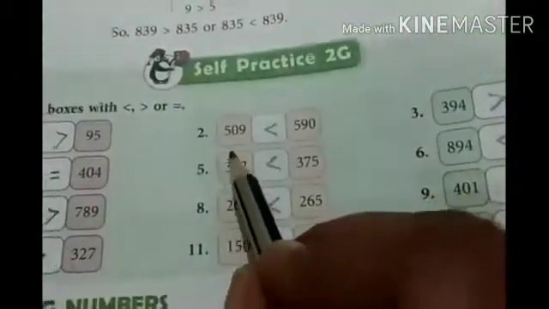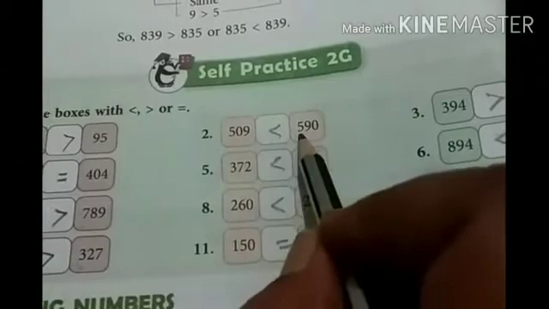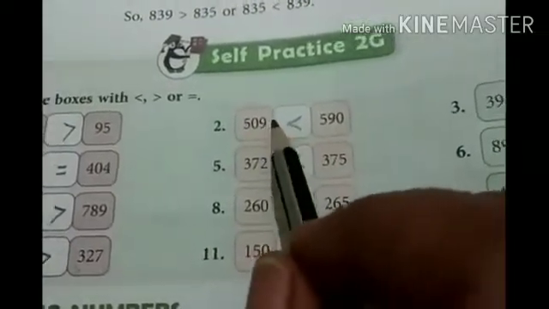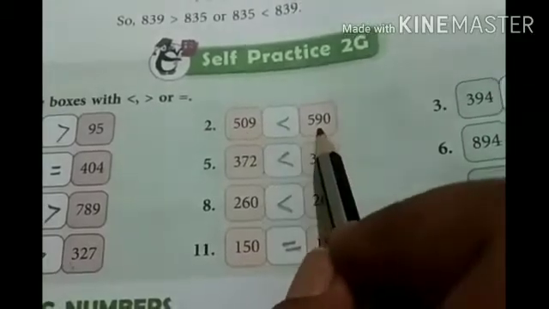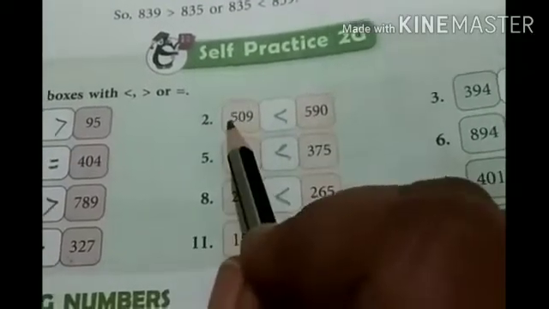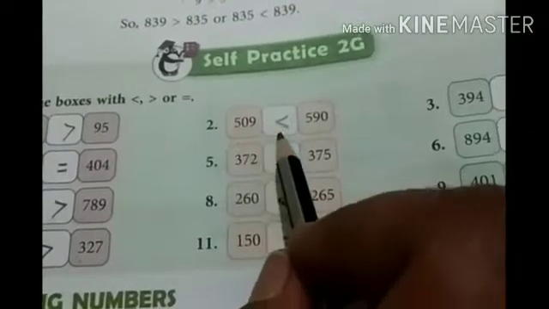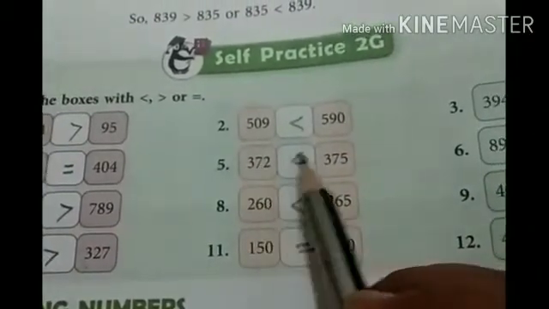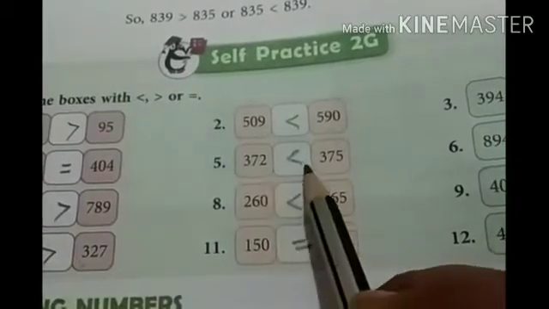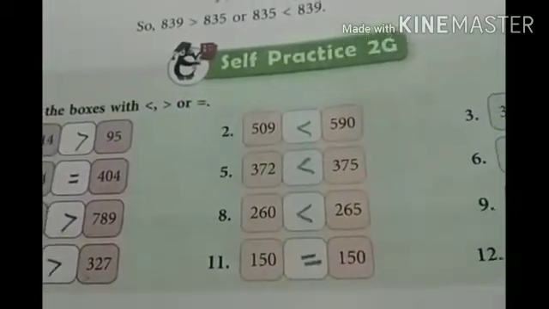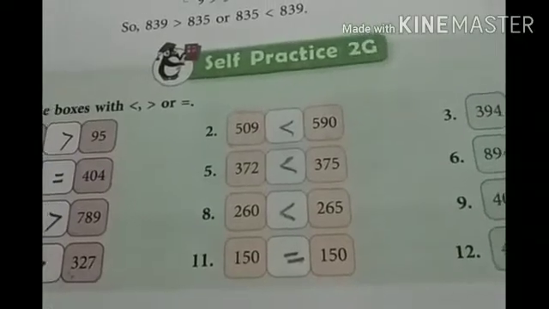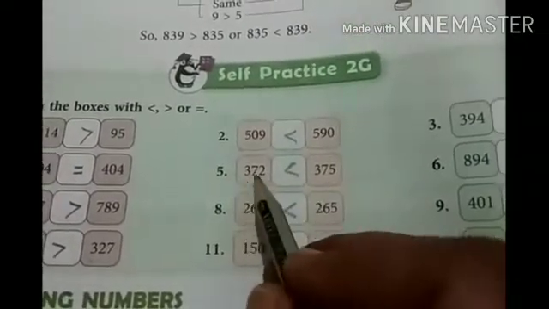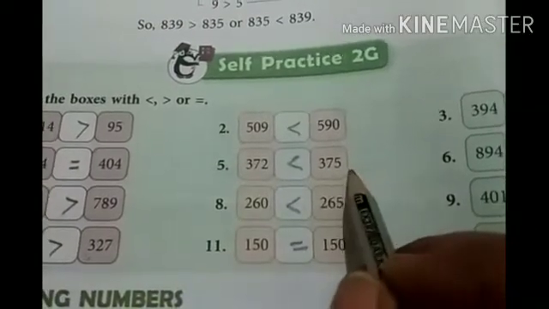Now see here, 509, here is 590. In 500 place both are same. So comparing with the tens place, in tens here is 0 and here is 9. So 9 will be greater and 509 is smaller than 590. Like that, 372. In this case, 3 and 7, hundreds place and tens place are same. So we have to compare with the ones place. In ones place, here is 2 and here is 5. So 372 is smaller than 375.